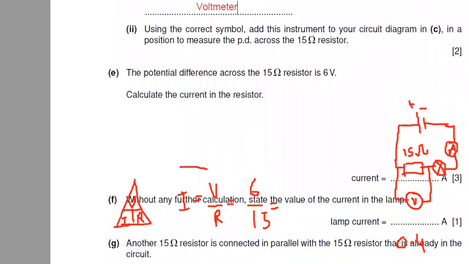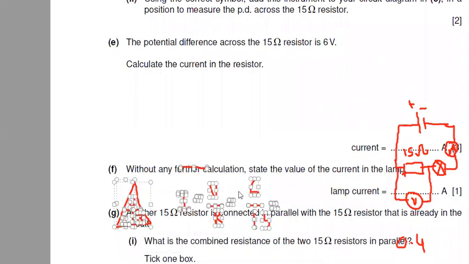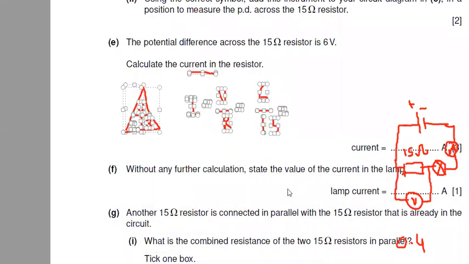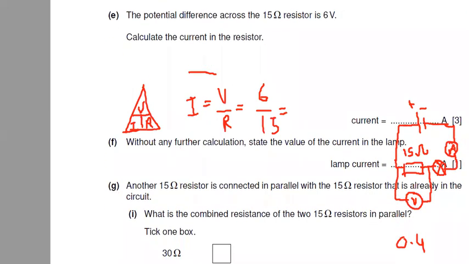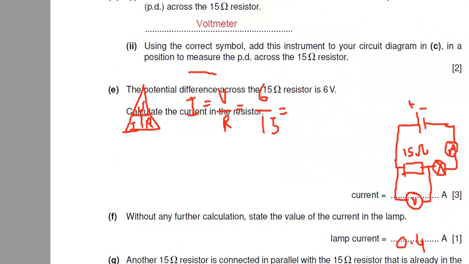Then moving on: without any further calculation, what would be the current for the lamp? As we said before, in a series circuit, in any part of the circuit, the current will be the same. So for example, the current here should be the same as here, and the same here, anywhere in the circuit. Here we got the current inside the circuit was 0.4. So without any further calculation, the value of the current in the lamp will be 0.4 as well. So here is the right answer.